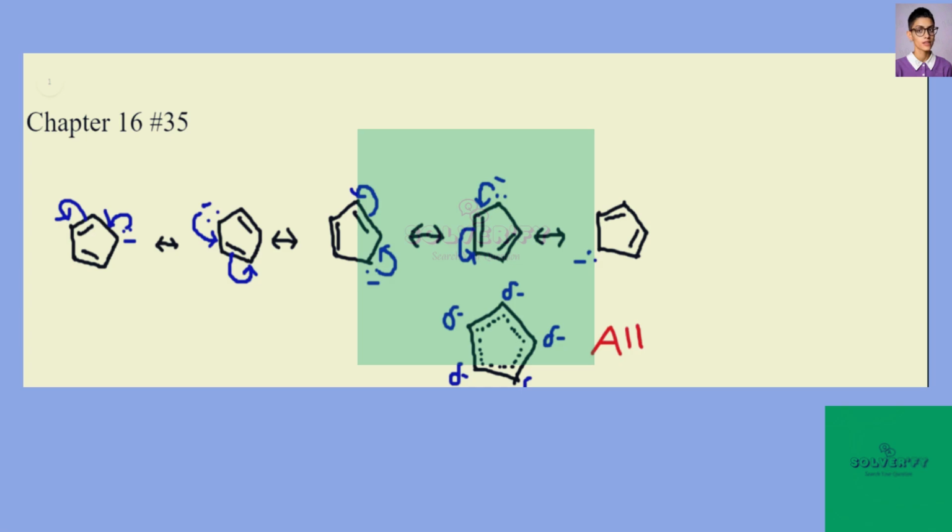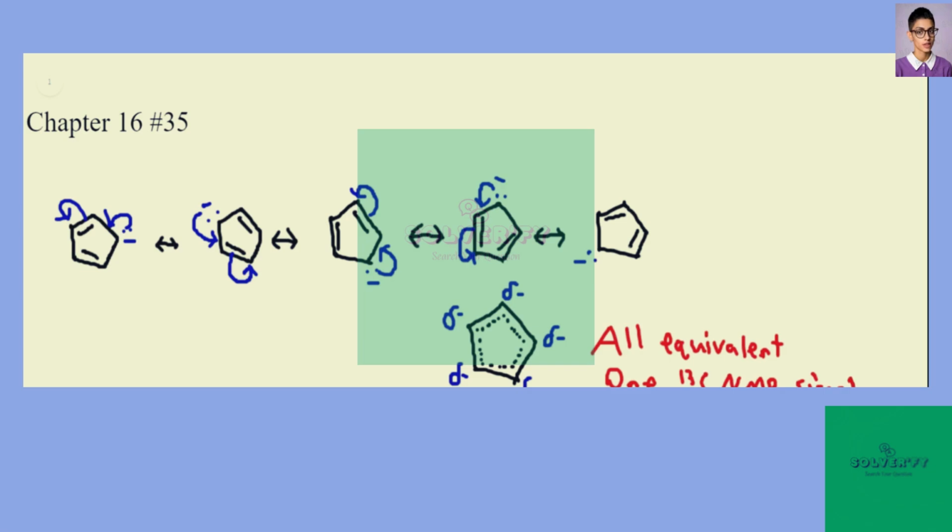And since they're all equivalent, which these resonance structures and this resonance hybrid make pretty clear, they're all going to give the same signal. And so that's why there's only going to be one carbon NMR signal. Okay, and so that's the answer here.